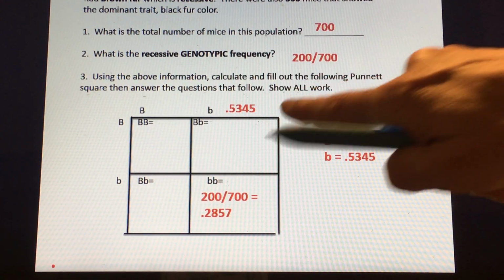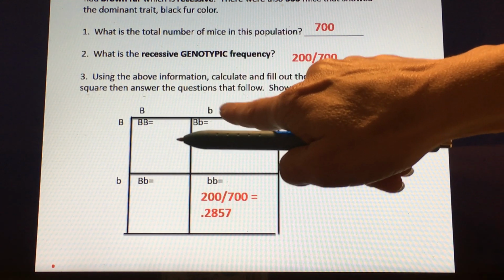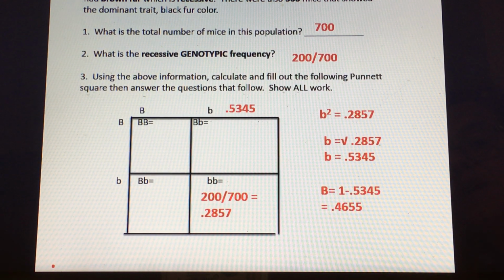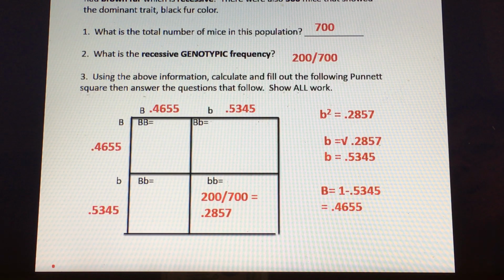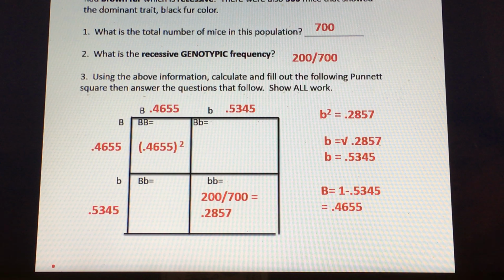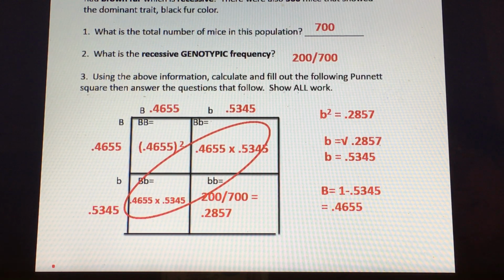So you always have to start off with the recessive individuals because you know they're all homozygous recessive. And so once you have this allele frequency, 1 minus this will give you the dominant allele frequency. And then you work your way back in. So if you want to find the homozygous dominant genotypic frequency, it'd be 0.4655 times 0.4655, which is also 0.4655 squared. And then to find the heterozygous genotypic frequencies, you multiply those fractions and add them together.